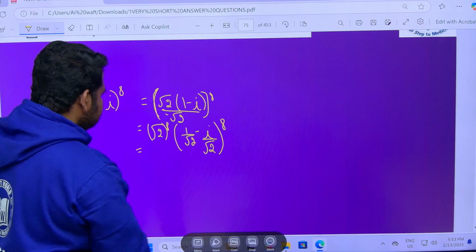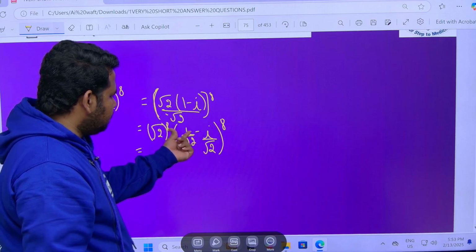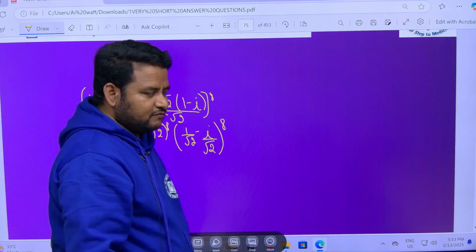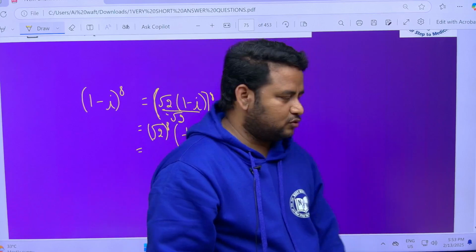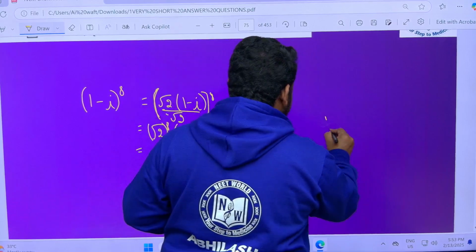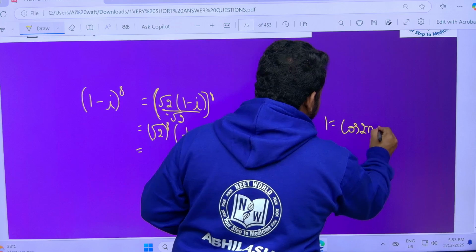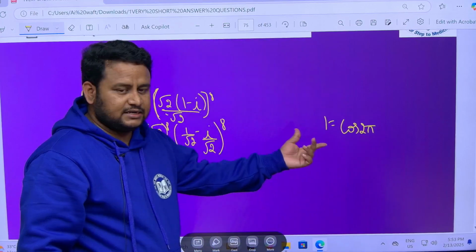Now 1 is here, minus i is here. So what can I write here instead of 1? For what value of cos will I get the positive value of 1? So instead of 1, where 1 is there, I can write cos 2 pi, because this is 1, positive 1.